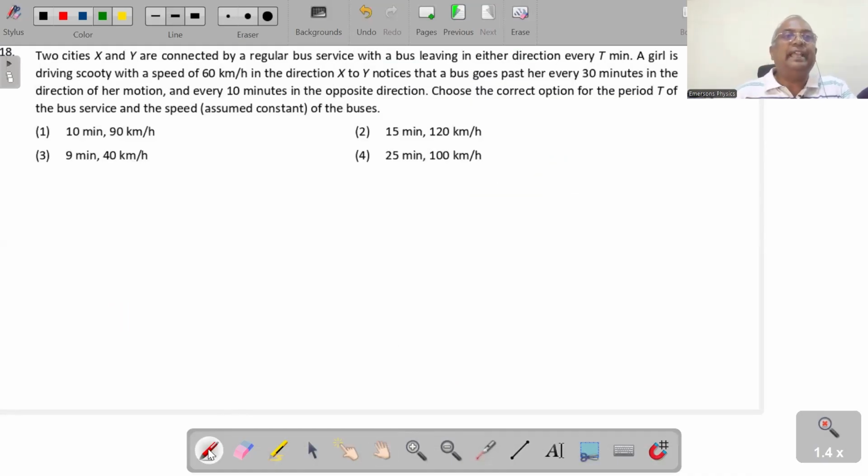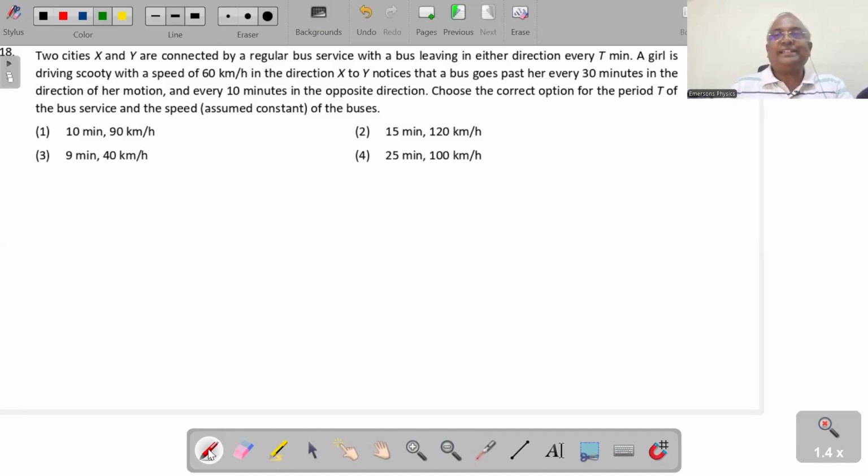Two cities X and Y are connected by a regular bus service with a bus leaving in either direction every 10 minutes. Okay, one after another. First bus போனோம்னா t minutes கழிச்சு second bus போகும். சரி, அடுத்தது t minutes கழிச்சு இன்னொரு பஸ் போகும். அப்போ time interval between the two buses is t minutes.